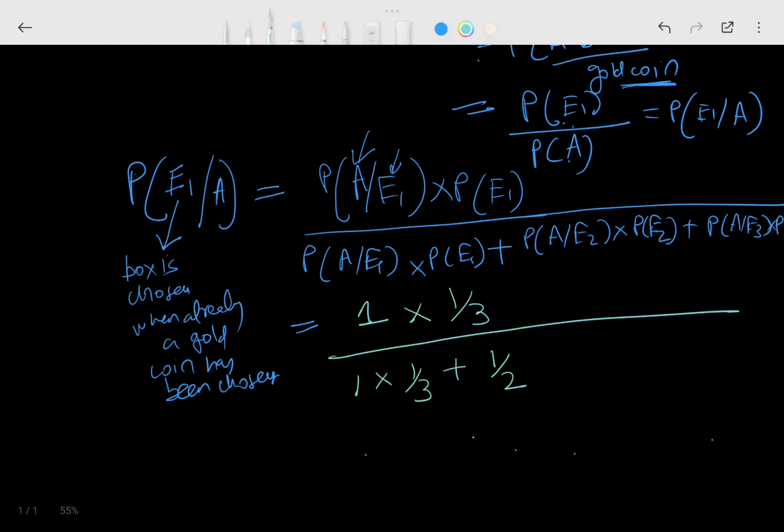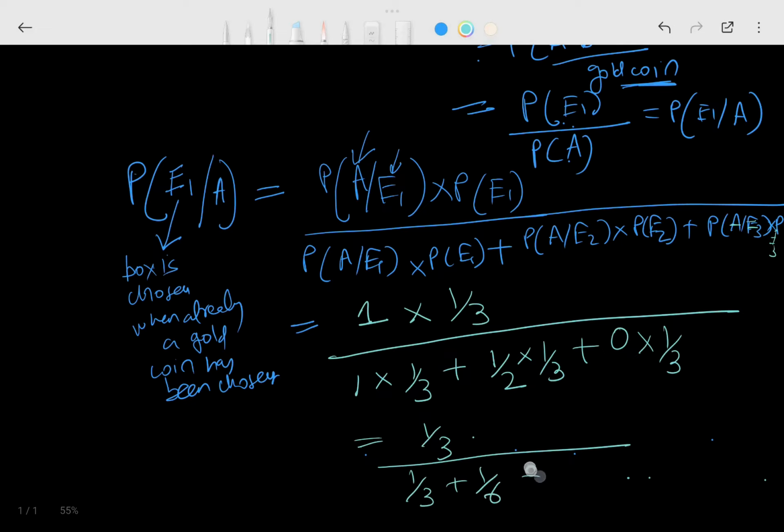You could either pick a gold coin or a silver coin. Multiplied by the probability of picking the second bag. It's again 1 by 3 only. Picking any box, the probability is 1 by 3. Multiplied by what is the probability of A given E3? That is picking a gold coin from the third bag. What is the probability of picking a gold coin from the third bag? 0, because the third bag does not have any gold coins. Multiplied by the probability of E3, which is again 1 by 3. This gives you 1 by 3 divided by 1 by 3 plus 1 by 6 plus 0, which when you solve gives you 2 by 3. Hence you have applied the Bayes theorem formula.